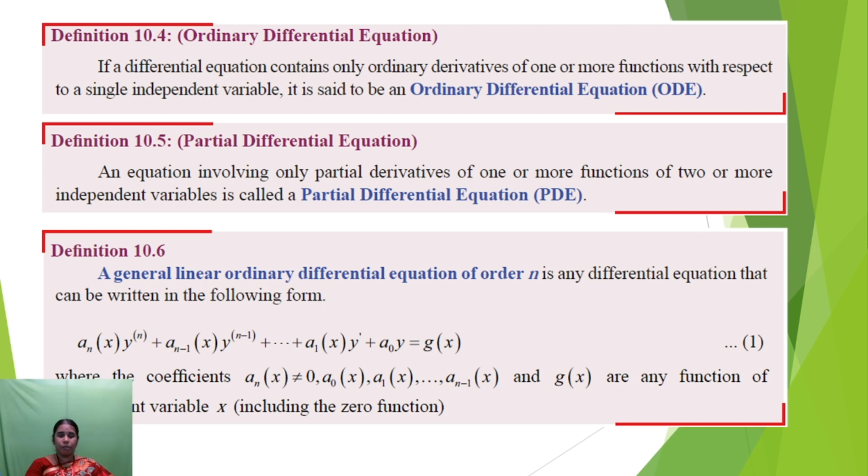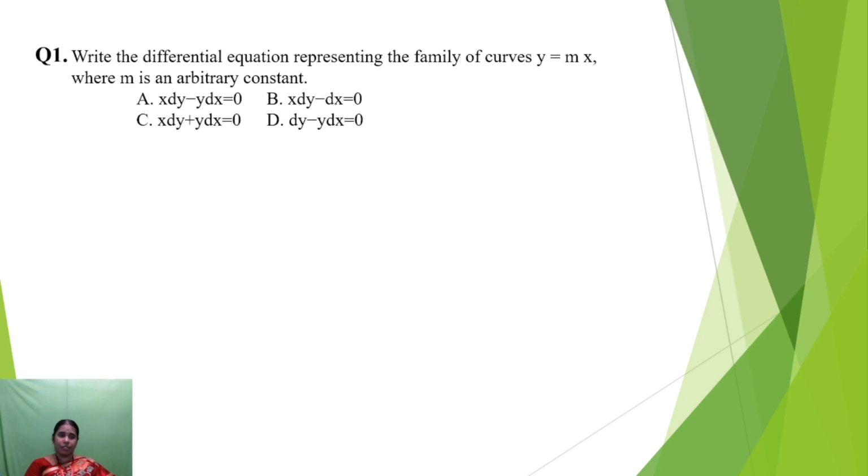The general form of an ordinary differential equation of order n is expressed as in equation 1, where a1 of x, a0 of x, etc. are any functions of the independent variable x. This is our general equation. Next, we go through some of the problems in this section.